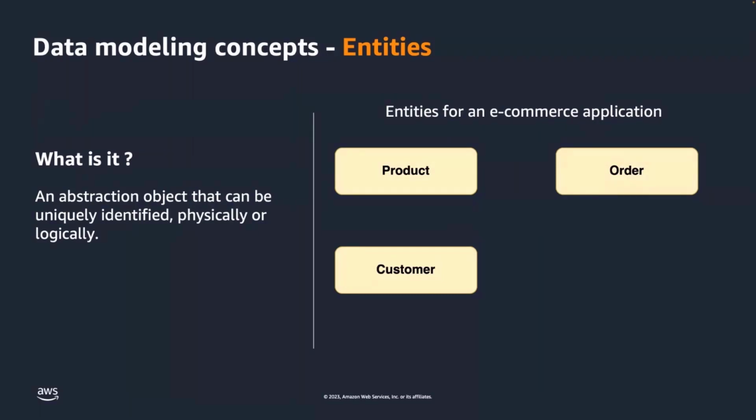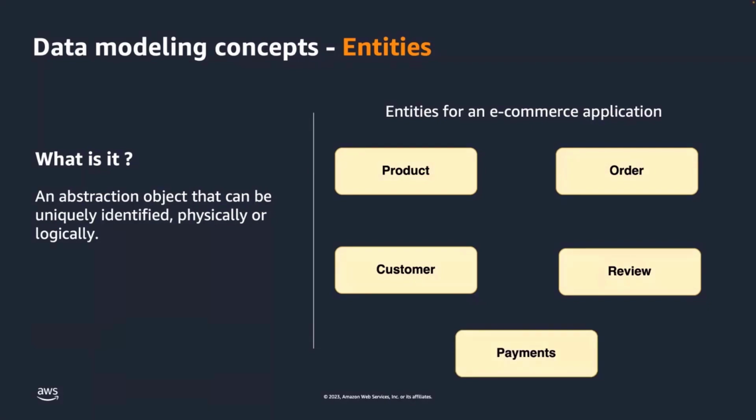But new entities can be added to your model depending on the requirements. For example, you may decide to implement reviews for those products. Then another entity can be reviews. Or maybe you want to have the payments data. Then that can be a separate entity as well. It all depends on the application requirements. And as we'll see throughout the course of this presentation, defining those requirements is part of the data modeling methodology.